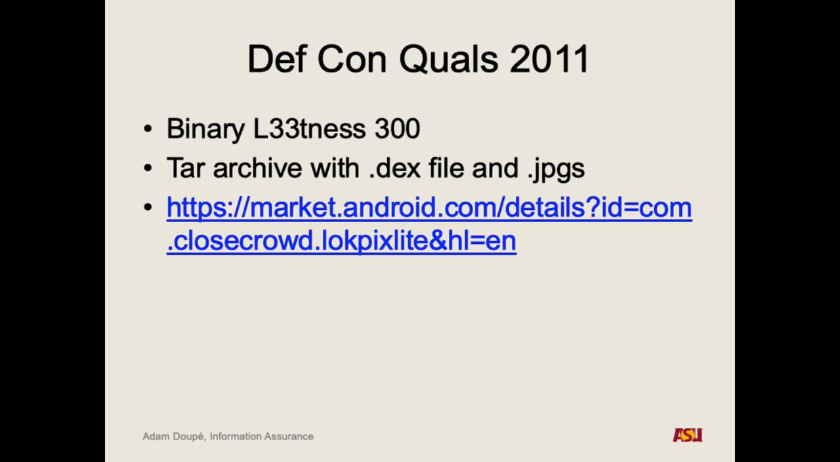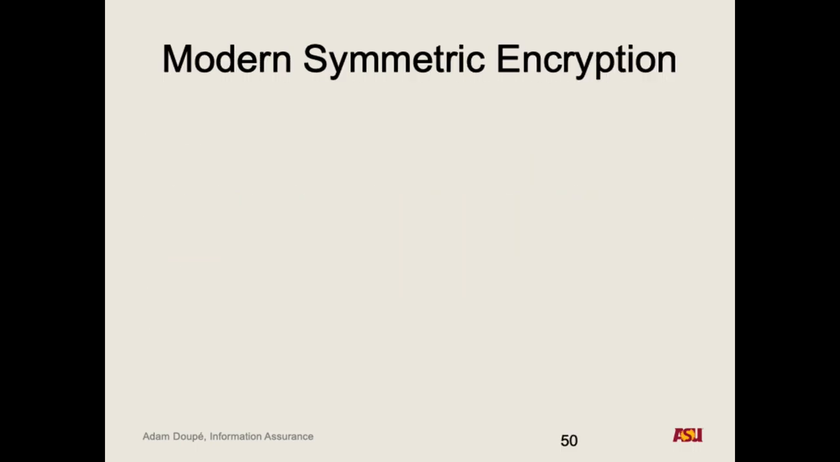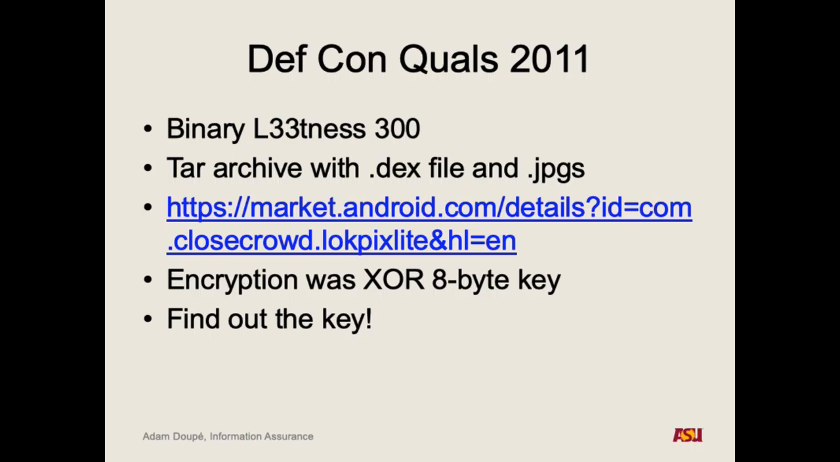It turns out we reverse engineered this Android application. We found out that the encryption was XOR with an 8-byte key. Which is what kind of encryption? Vigenère cipher, right? So it was 8-byte keys, and it was exactly what we talked about before, where every 8 bytes got XORed with whatever the key was, and so on throughout the file for all of these JPEGs. And we had to figure out the key.